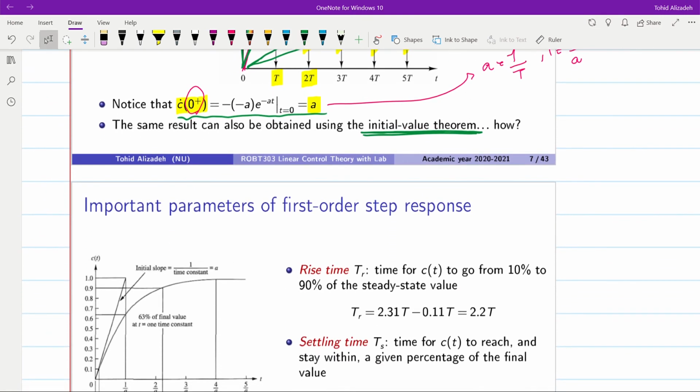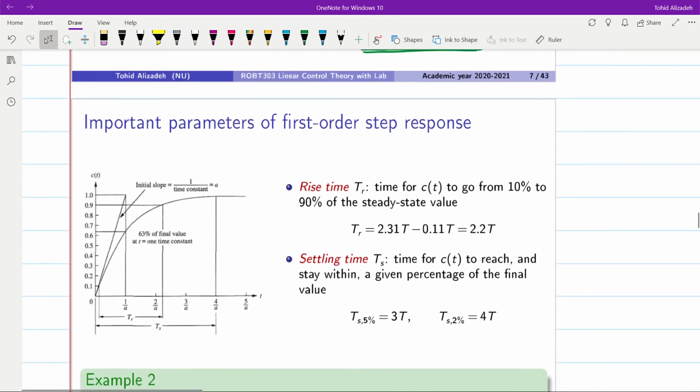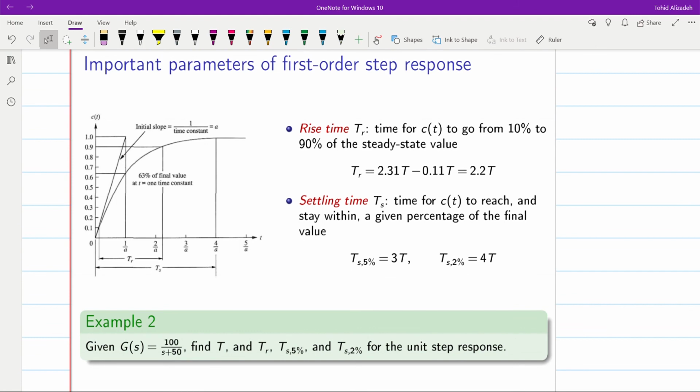For the first order system's step response, we define some important parameters. The first one is the rise time, and the second one is the settling time. Regarding the rise time, T_r, it is the time for c(t), the output, to go from 10% of the final value to 90% of the final or steady state value. For the first order system, it can be approximated as 2.2 times the time constant.